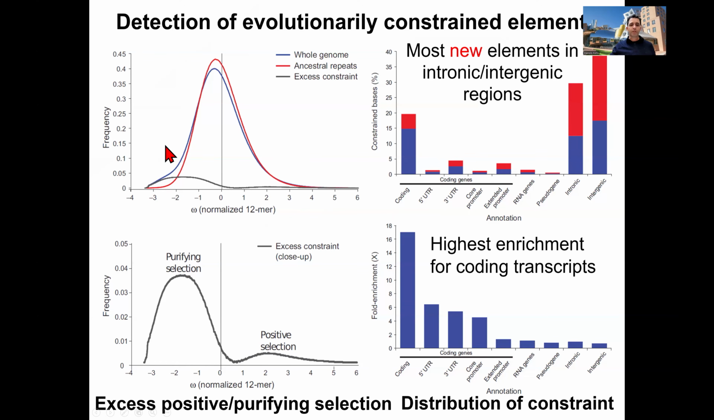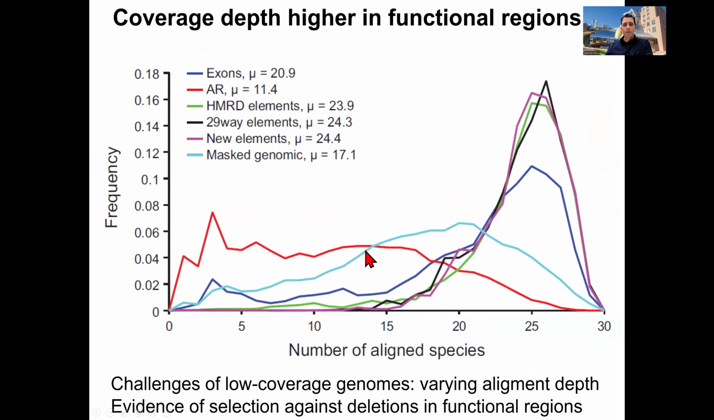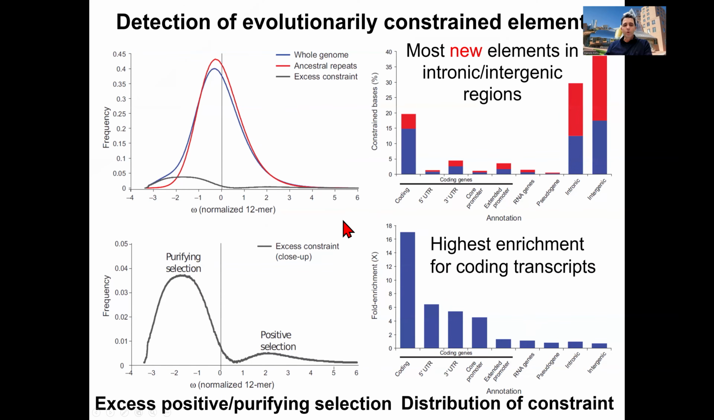Again, functional elements are both on the left and on the right. If something evolves way too fast, that's not just random. It's probably selection for change. Does that make sense? Awesome. So we can basically say, where is the constraint? What is the highest enrichment for constraint? And so on and so forth. So that's all measuring the rate of change.